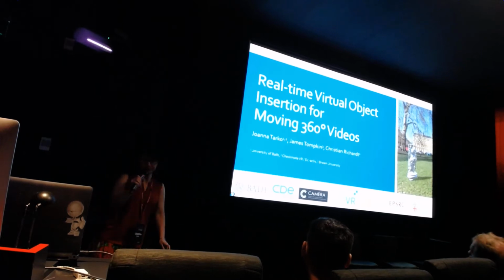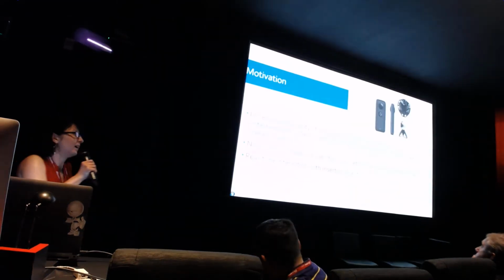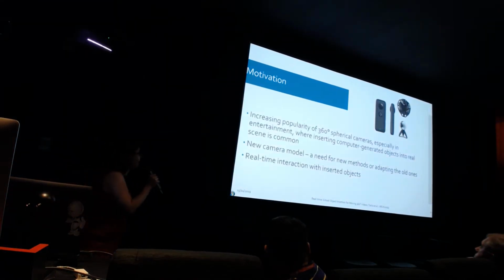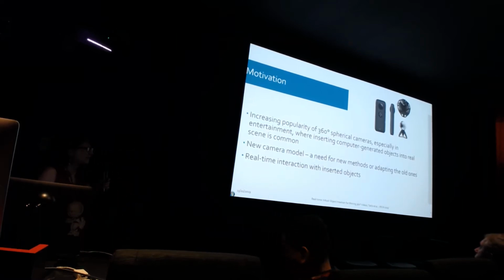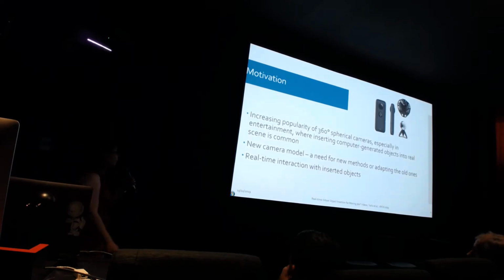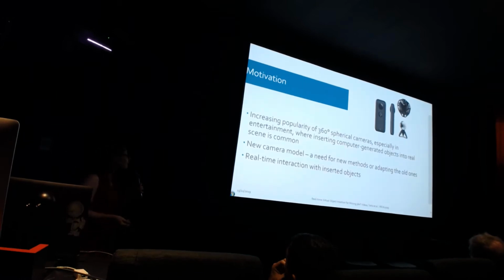Virtual objects into moving 360 videos. And the work is motivated by the increasing popularity of 360 spherical cameras, especially in entertainment and filmmaking. It's common to insert computer-generated elements into real video in that application, which is called compositing. But with a new camera model, we need to adjust old methods or invent new methods for how to do this.